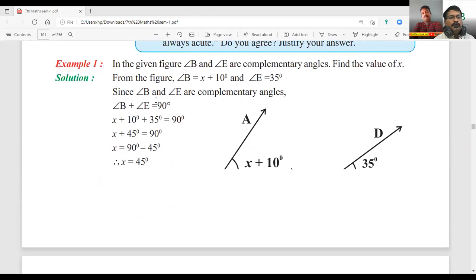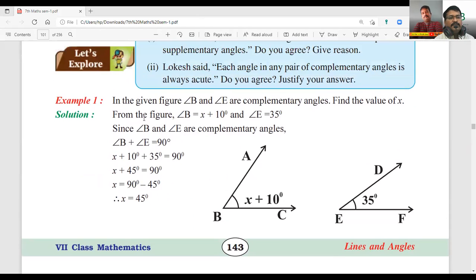So example 1, page number 143. In the given figure, angle B and angle E are complementary angles. Find the value of x. You know very well, complementary angles are nothing but if the sum of two angles is 90 degrees, then we call them complementary angles to each other.